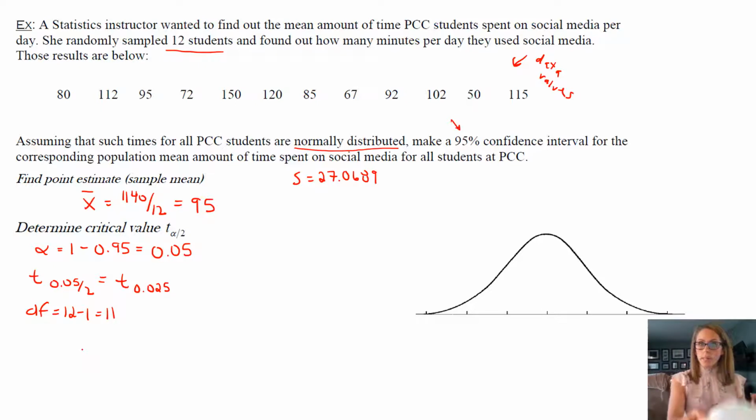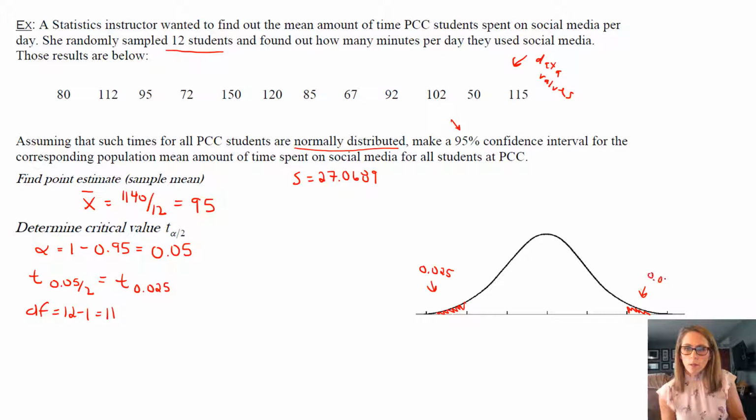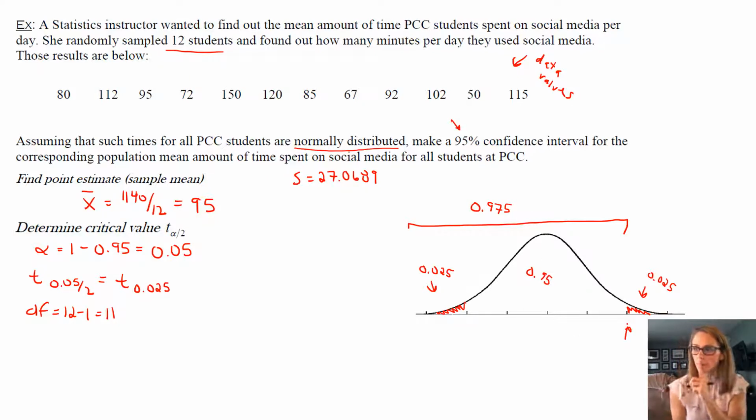And we go into our table. And we notice that each of our tails in this distribution are 0.025, 0.025, and a 0.95 here in the middle. You can also think of it as 0.975 to the left of whatever our critical value is.